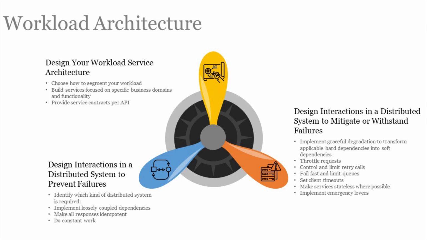Implement emergency levers. Emergency levers can be used to mitigate the availability impact on your workload. This can be as simple as serving a static response or blocking a specific type of traffic entirely. This ensures that the entire workload availability is not affected, and you can focus on determining the root cause of the issue affecting availability.